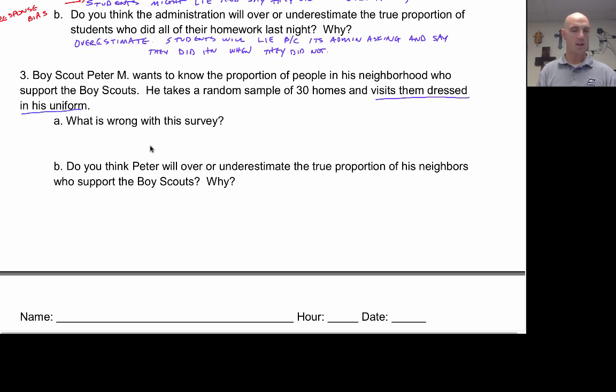Well, he is influencing responses because he's there, he's in his uniform. And it's potentially a response bias when people would look at the person in front of them and say, yeah, I don't like you. Well, some people would do that. But largely that's response bias because people might look at him and go, oh, yeah, I do love the Boy Scouts, even though they may not. He's standing there, right? He's in his uniform. So he is influencing responses.